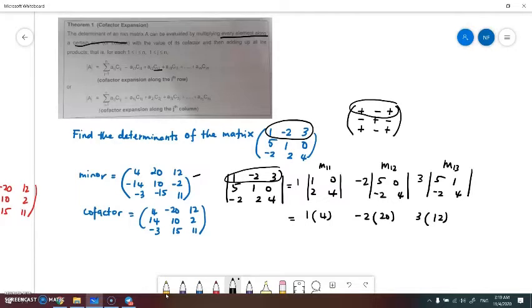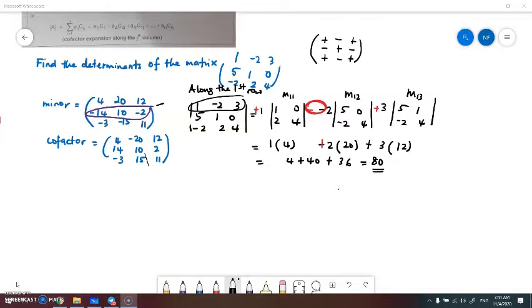The cofactor is the positive or negative sign. The difference is the positive, negative. So remember, this should be positive, negative, positive. If let's say negative, negative, now it becomes positive. So your answer is 4 plus 20, 40. This one is plus, so plus 36. So your answer is 80. So your determinant is 80. This is the determinant if you use the first row.